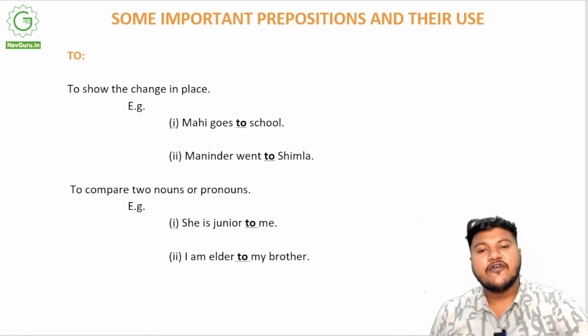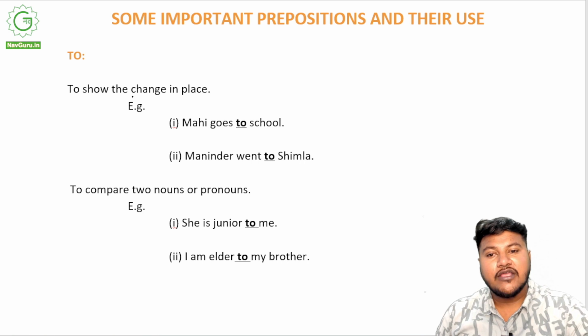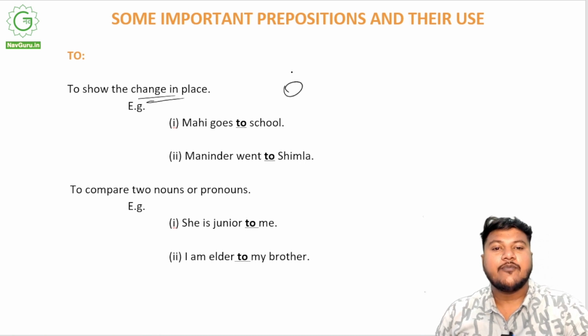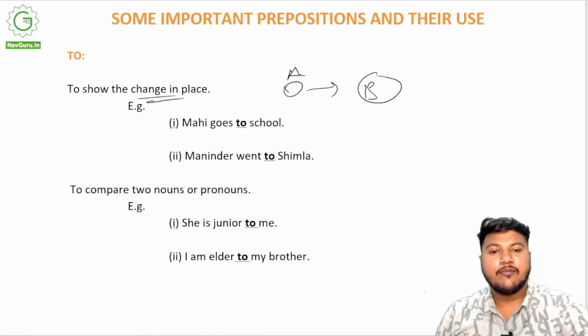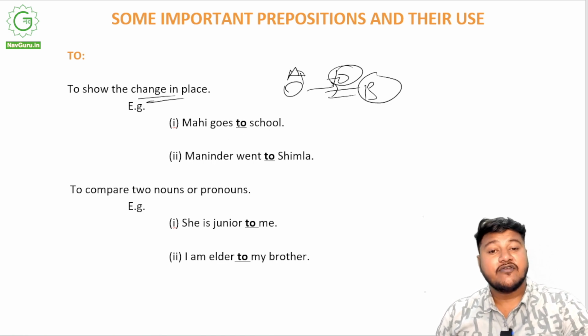So to is used. The first thing is it shows the change in place. Like if I am at position A and if I change my place to position B, it will be said that I traveled from A to B. Get it? So Mahi goes to school. She was at home earlier. So Mahi goes from home to school. So that's how to comes to be used here.